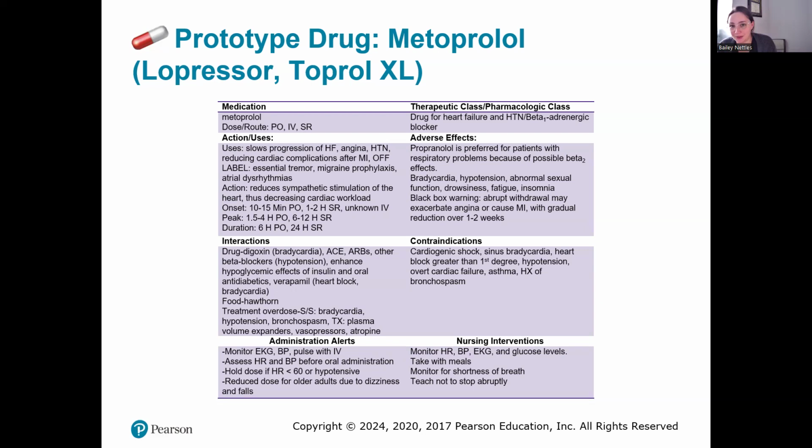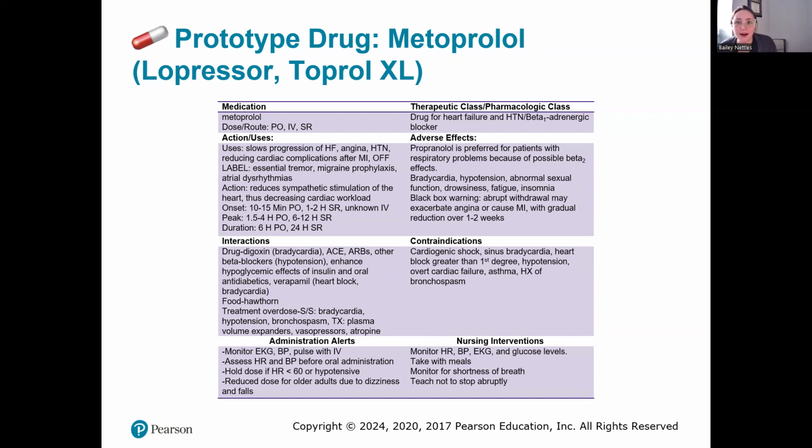Obviously, the overdose is bradycardia, hypotension, bronchospasm. That's literally what the betas do, right? They work too well. It's too much. Too low of blood pressure, too low of heart rate. Now my airway's constricted. So volume expanders, which are going to give you the volume back. It's going to help with the bradycardia. It's going to help with the hypotension. Vasopressors and atropine. All right.